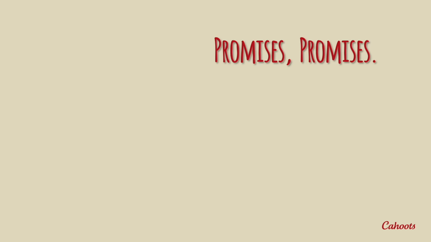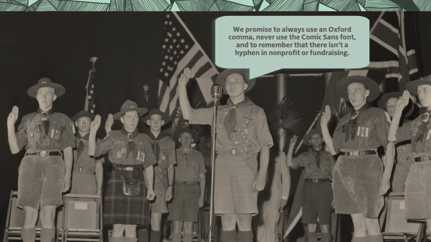Before you start this training, you're going to have to promise yourself that you and your team are going to love, honor, and cherish your nonprofit's brand. We promise to always use an Oxford comma, never use the Comic Sans font, and to remember that there isn't a hyphen in nonprofit or fundraising. These may sound nitpicky, but it's the simple aspects of branding that won't cost you a dime, but will have a huge influence on the audiences you serve.